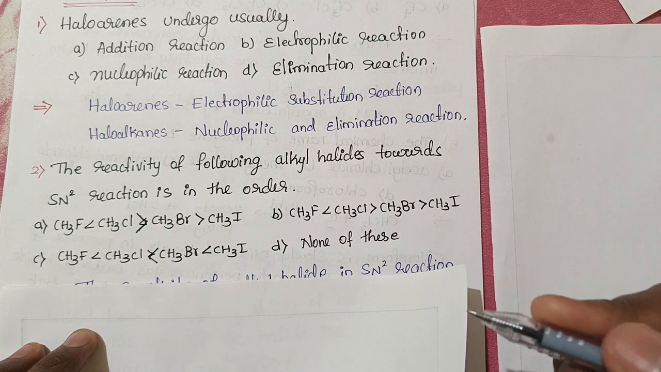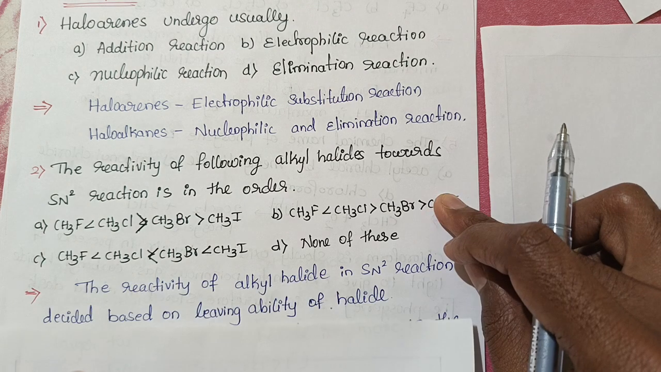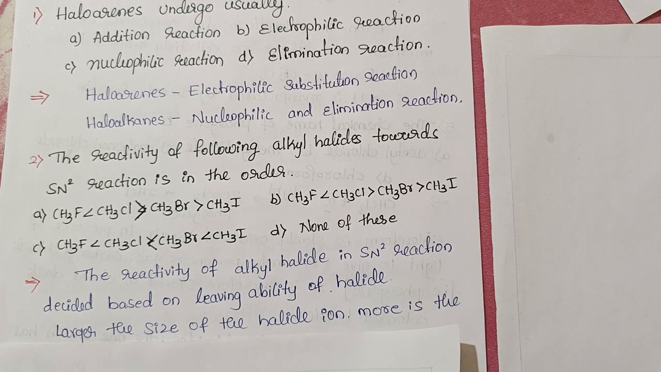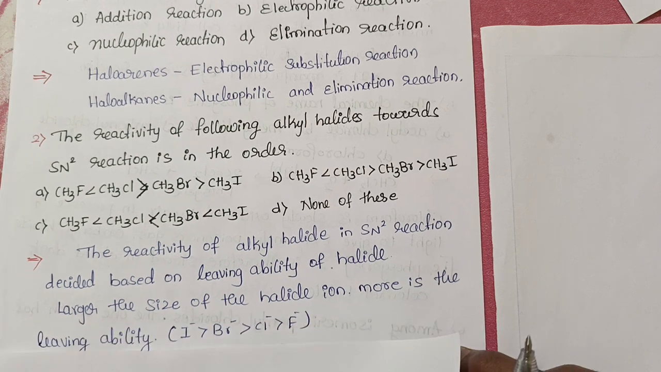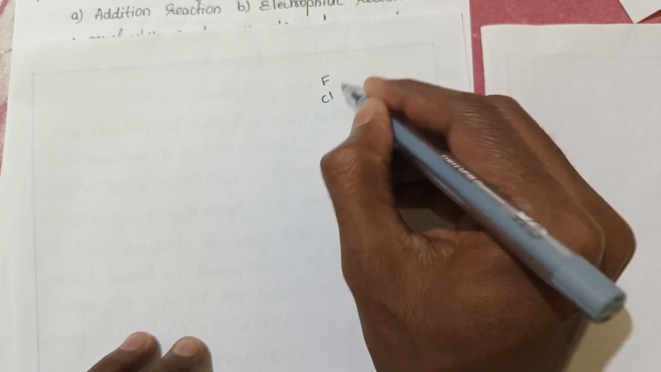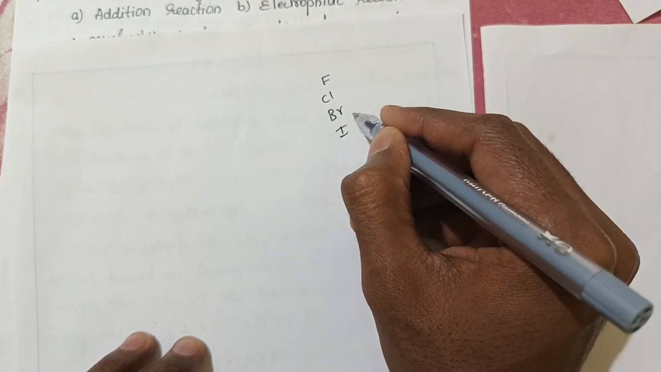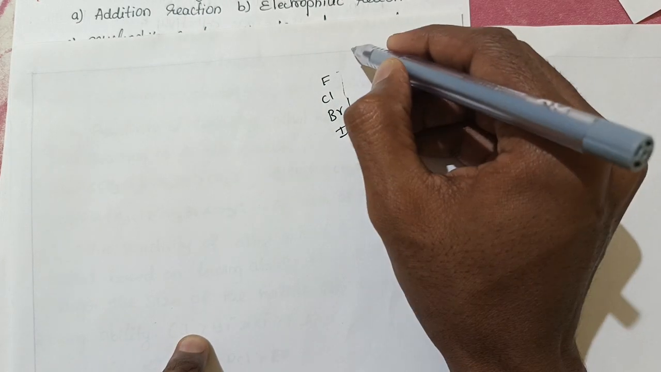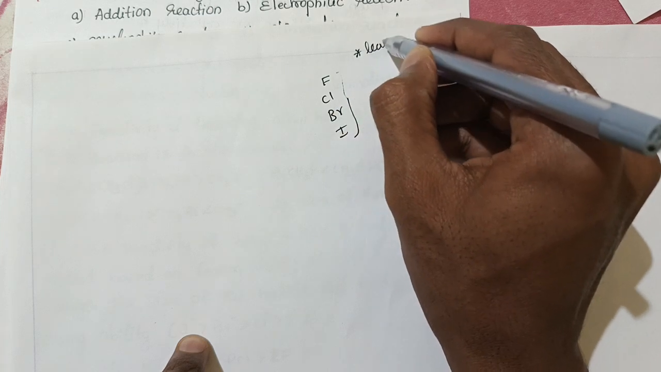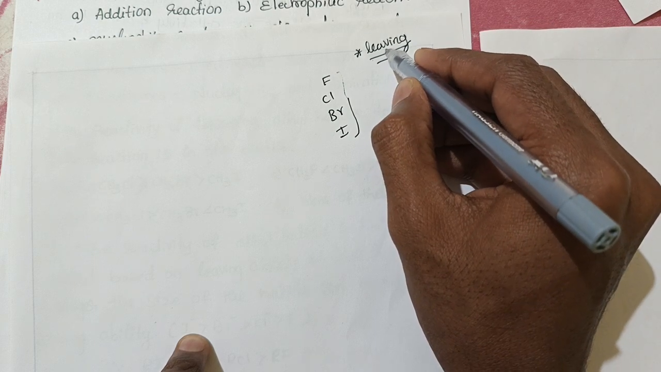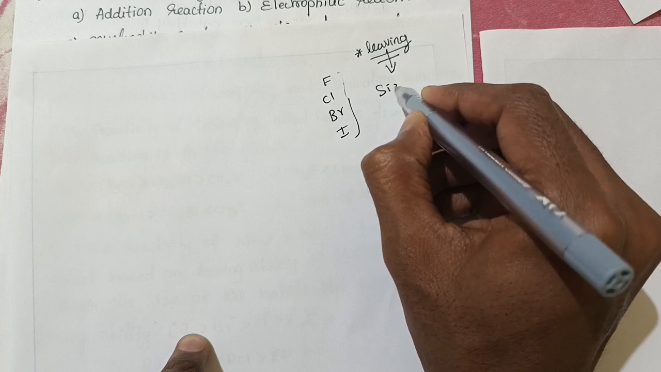It can be decided based on the leaving ability of the halide. How will this leaving ability be decided? You should remember, the larger the size of the halide ion, the more will be the leaving ability. If you see the periodic table, the halogens are like this: fluorine, chlorine, bromine, iodine. If you want to select the reactivity of these halides, the first thing is we have to see the leaving ability. This leaving ability again depends upon the size of these halides.